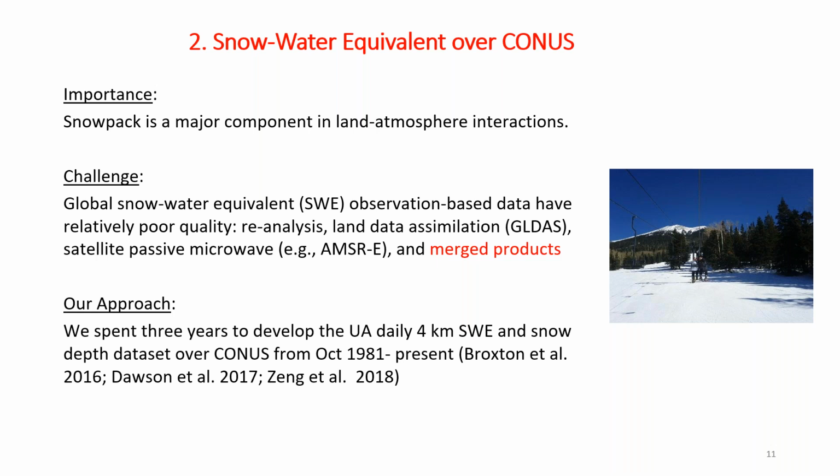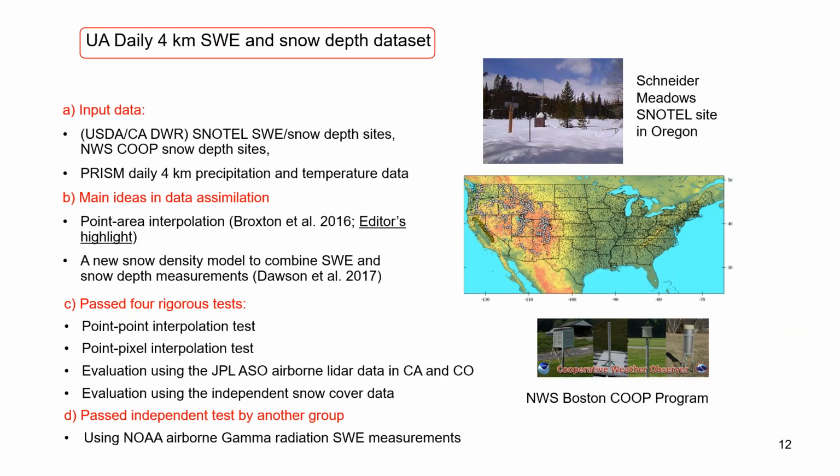But in the meantime, we came up with the idea to develop a high quality data set over CONUS, the conterminous US. We actually spent 3 years to develop the UA daily 4 kilometer SWE and snow depth data set over CONUS from October 1981 to present, both for data analysis and, equally important, for model evaluations.